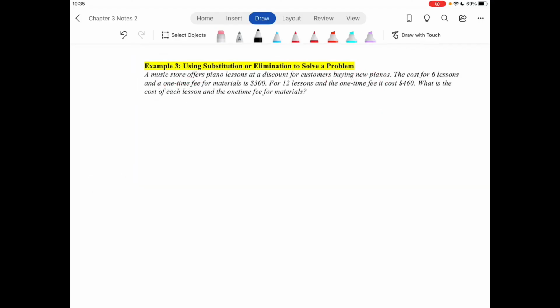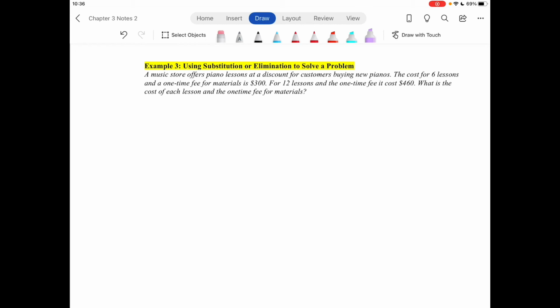Lastly, we'll use substitution and elimination to solve a problem. Let's say that a music store offers piano lessons at a discount for customers buying new pianos. The cost for 6 lessons and a one-time fee for materials is $300. For 12 lessons and the one-time fee, it costs $460. What is the cost of each lesson and the one-time fee for materials?